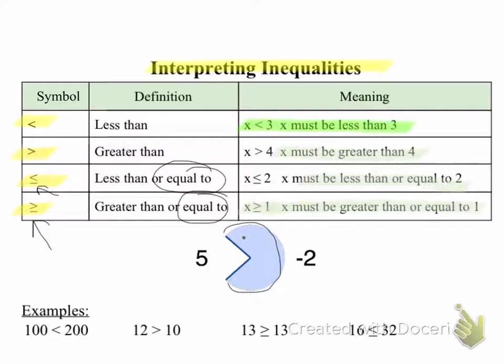If you think of it as Pac-Man, Pac-Man wants to eat the bigger number. He's a hungry Pac-Man. He's got to get all of his nutrition for the day. So he wants the bigger number, not the smaller number. Nobody needs that. So if we look at this example down here.